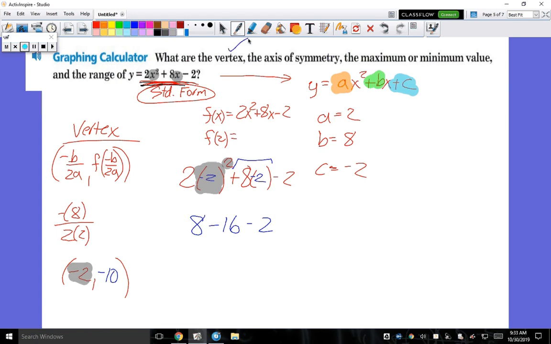Vertex is done. And again, I'm just teaching you this. Once you learn it and you do it with practice, you will fly through this. Okay?